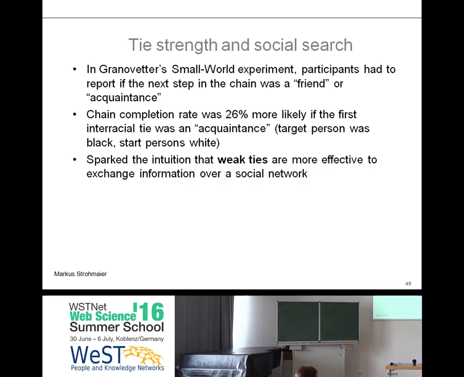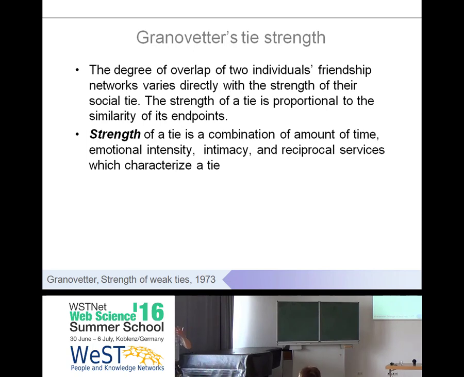So this sparked the discussion whether weak ties are more effective to exchange information than strong ties. Maybe the weak relationships that you have in your life are actually more critical for the connectedness of society than the strong ties that you have. Granovetter got interested in this idea and looked at the degree of overlap of two individual friendships and found that it varies directly with the strength of their social ties. So the strength of the tie is proportional to the similarity of its endpoints.